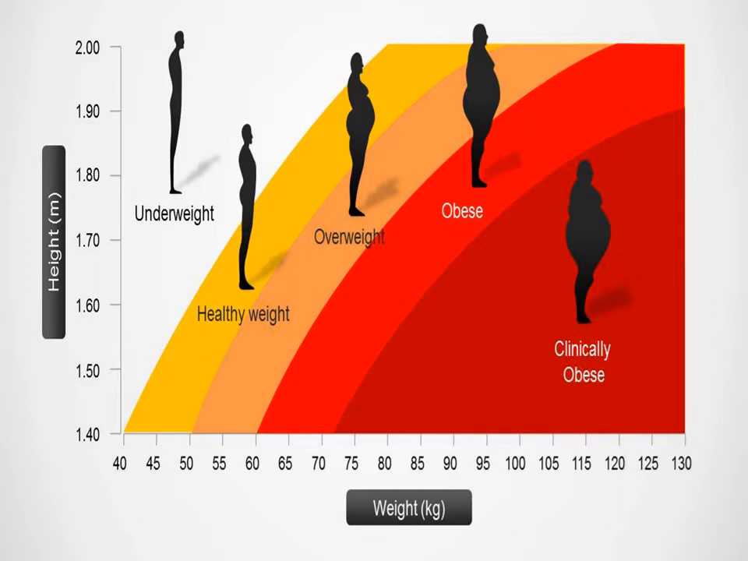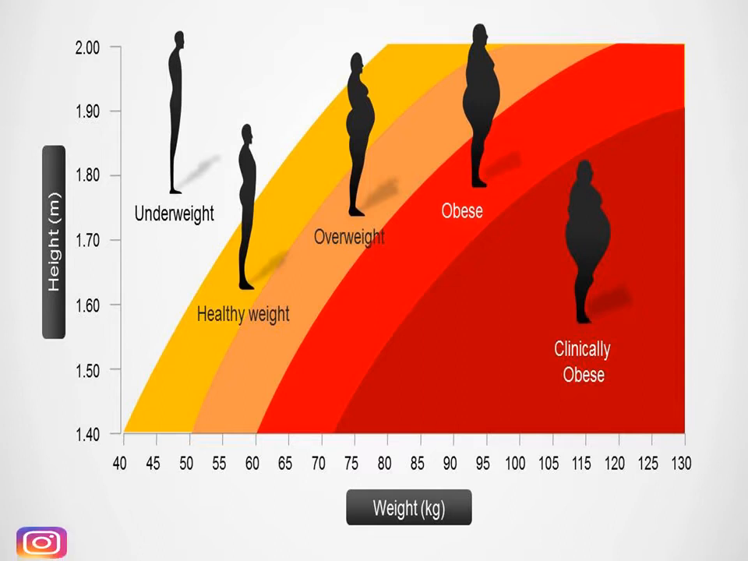Obese is also classified into three grades. Grade 1 is 30 to 34.9. Then if the BMI falls between 35 to 39.9, then we call it obese grade 2, and more than 40 we call grade 3, which is clinically obese. You should focus on weight and should reduce the weight.